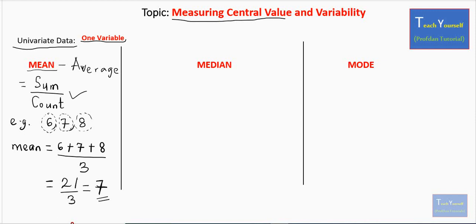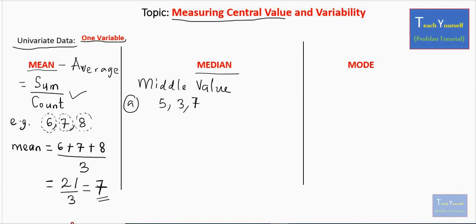Okay, let's look at median. What is median? Median simply means the middle value. And how do we do that? We are going to look at 2 cases here. First, let's say you have something like this: the scores of students given as 3, 5, 3, 7.